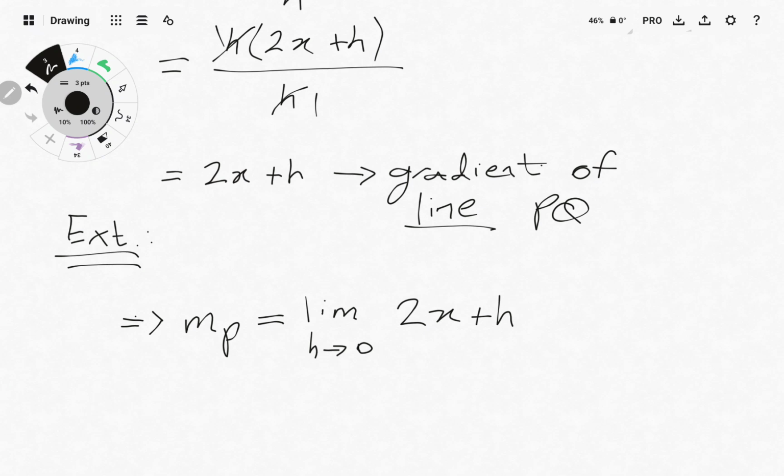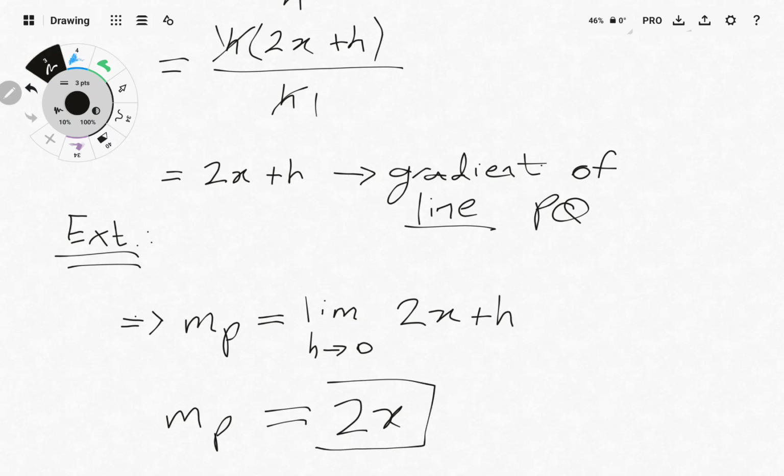So now we're just gonna go to the mathematical part where we left off, and as I was saying, we're gonna let h equal 0. And what it will actually do, I think it's pretty straightforward. You can see that the gradient of the curve at the point P is simply 2x.